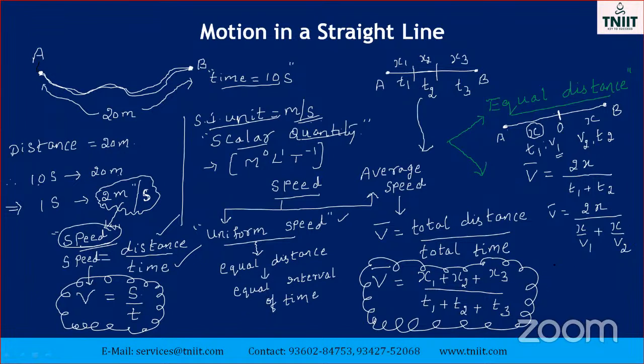So what is the average speed for this case? If you take out x as common, we can cancel it. On simplification, you will get 2v1v2 divided by v1 plus v2. So please remember the formula for the average speed. This formula is valid only if the body is covering equal distances. If the body covers equal distances, the average speed is given by the formula 2v1v2 by v1 plus v2.